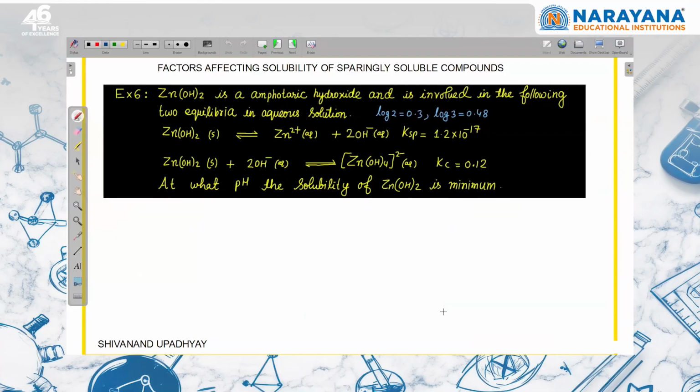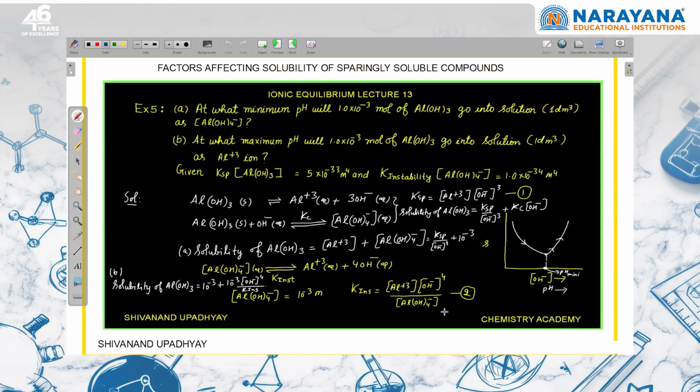This looks like the same question, right? The question is: at what minimum pH will 1 into 10 to the power minus 3 mole of aluminium hydroxide go into the solution as this? So the question has changed. Again we can say that aluminium hydroxide is amphoteric. If aluminium hydroxide reacts with a strong base, it will form this complex ion. And if aluminium hydroxide is added to water, it will form Al³⁺ ion and 3 times OH⁻.